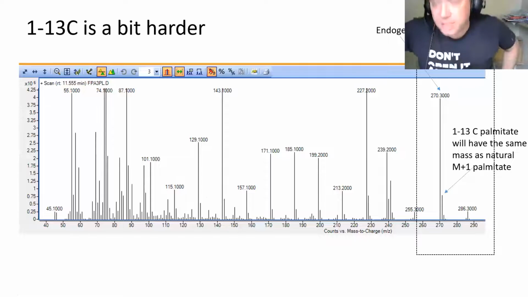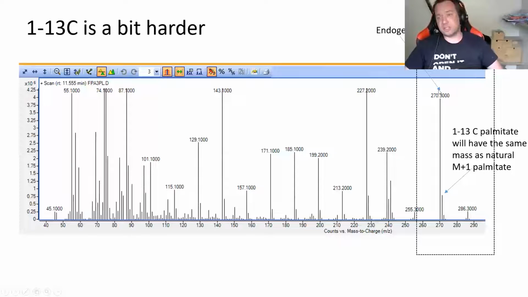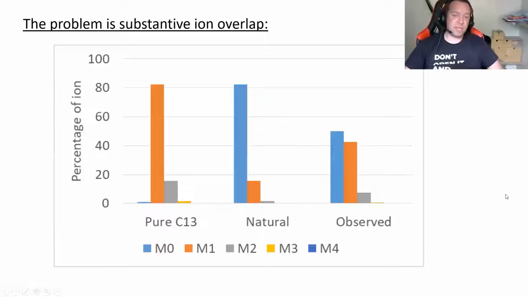If we use 1-13C, it's a little bit trickier because this is our endogenous palmitate. If we put 1-13C in the system, it will have the same mass as naturally occurring N+1 palmitate, 271. And so this creates this problem. If we have pure 13C, this will be its spectrum. So this is 1-13C palmitate, and if it's 100% labeled, or 99% labeled, you're going to have almost no M0, so you're going to have no 270 because every molecule has got one extra 13C, and the majority of it is going to be 271, 272, the M1, the M2 ions.